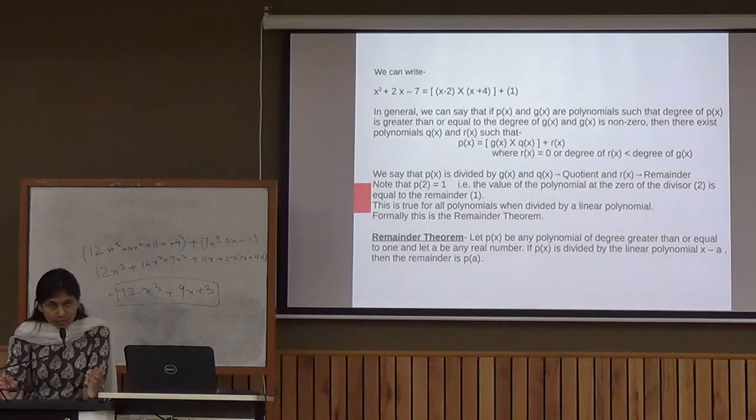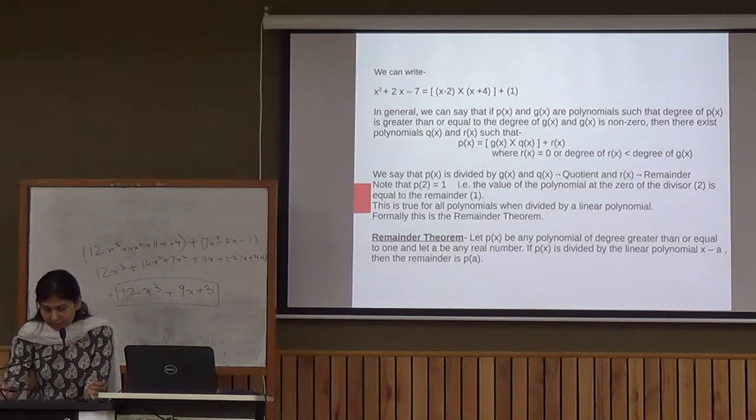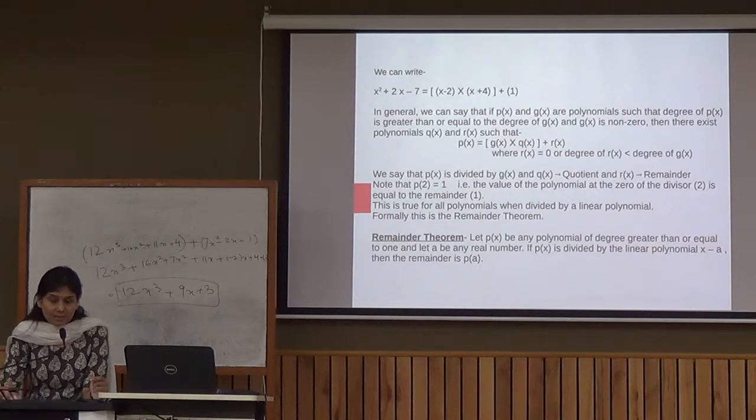Formally, the remainder theorem states that let p(x) be any polynomial of degree greater than or equal to 1, and let a be any real number. And if p(x) is divided by the linear polynomial x minus a, then the remainder is the value of the polynomial at x is equal to a, denoted by p(a).